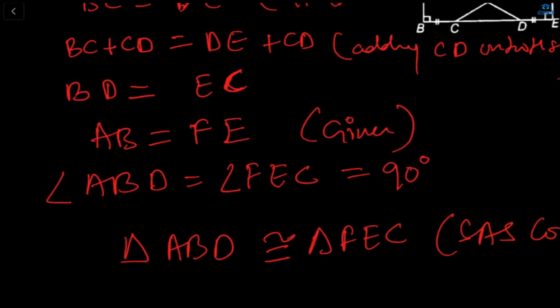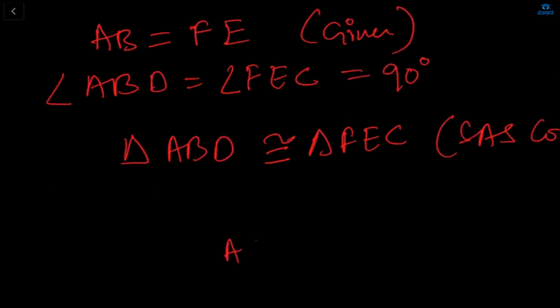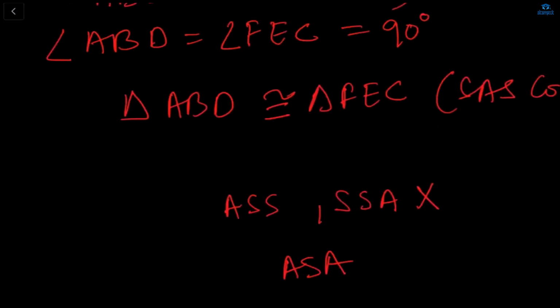Ma'am, for this, can we only use SAS or can we use SSS also? No, I told you now, ASS and SSA don't exist for congruency. But yes, there are other rules like the ASA rule. Here we have just learned about SAS, so we are doing questions on SAS, Advika. But there are 4 rules for congruency. After this I'm going to teach you ASA also.